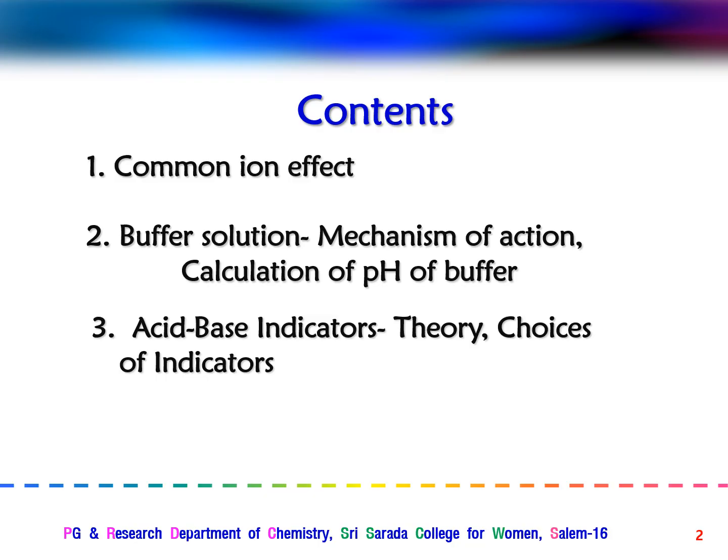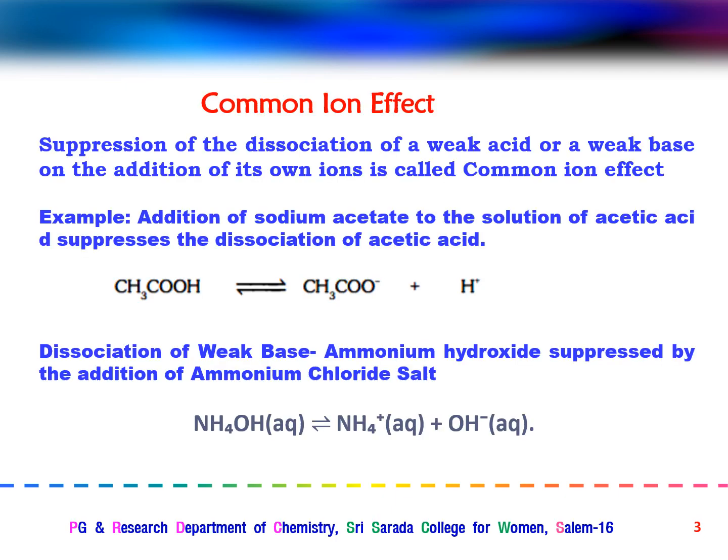In this content, let us see what is meant by the common ion effect and what is meant by buffer solution, and then the mechanism of buffer and how we can calculate the pH of a buffer, and what are all the acid-base indicators, and then theories behind the acid-base indicator and what are all the choice of indicators for different types of titrations. So first let us see what is meant by the common ion effect.